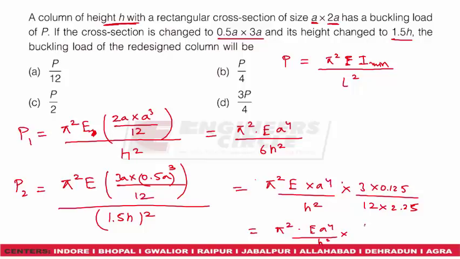So this is equal to π² E a⁴ by 6h² into 1 by 12. So if this is P, then this is also P, and P2 will be equal to P by 12. So the correct answer would be option A.